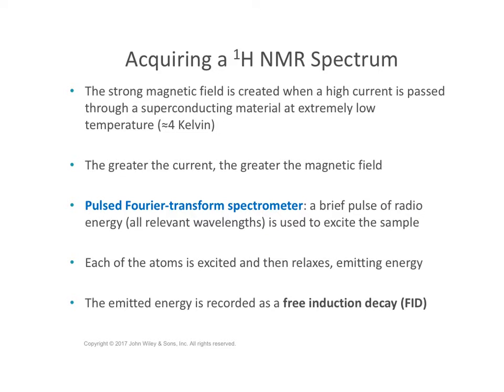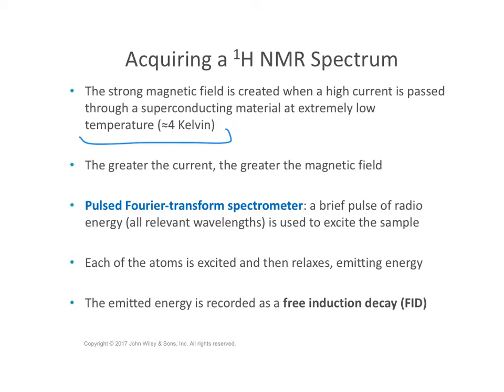And these low temperatures, approximately 4 Kelvin, require that we use liquid helium to cool the instrument, and that is typically then surrounded by liquid nitrogen to further keep the helium cool. Radio waves are used to excite the sample, which is going to facilitate the flipping of the spins from their lower energy to their higher energy beta states.